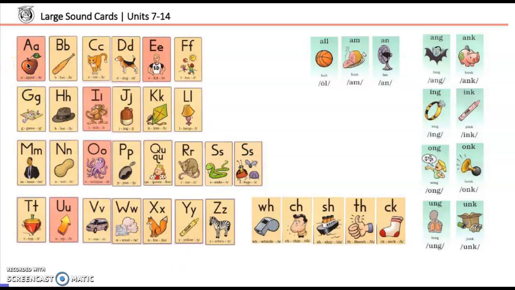So here we go. Just say them with me. A, apple, a. E, ed, e. I, itch, i. O, octopus, ah. U, up, u. All right, now we'll move to some consonants.